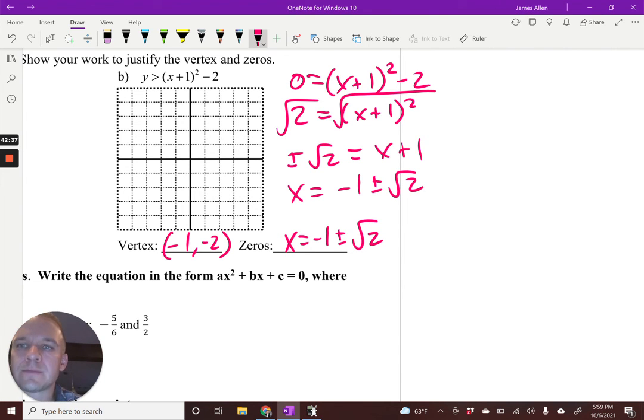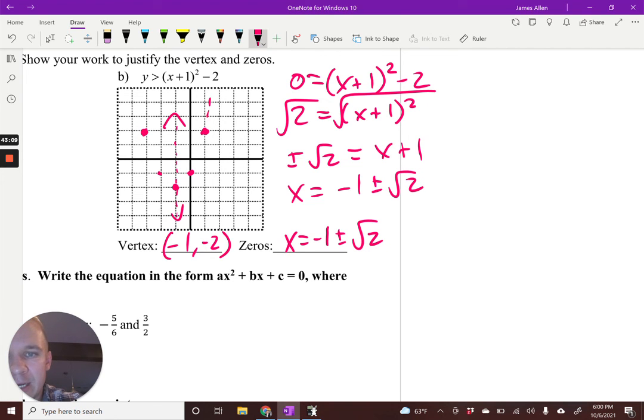Cool. Awesome. And then I'm going to graph it. So negative 1, negative 2. And let's see here. I'm going to plug in. I don't want to graph negative 1 plus or minus the square root of 2. That sounds awful. How about I plug in 0? If I plug in 0, I get 1 squared, which is 1, minus 2 is negative 1. So reflect it over because that's my axis of symmetry right here. And then if I plugged in 1, I'd end up with 2.